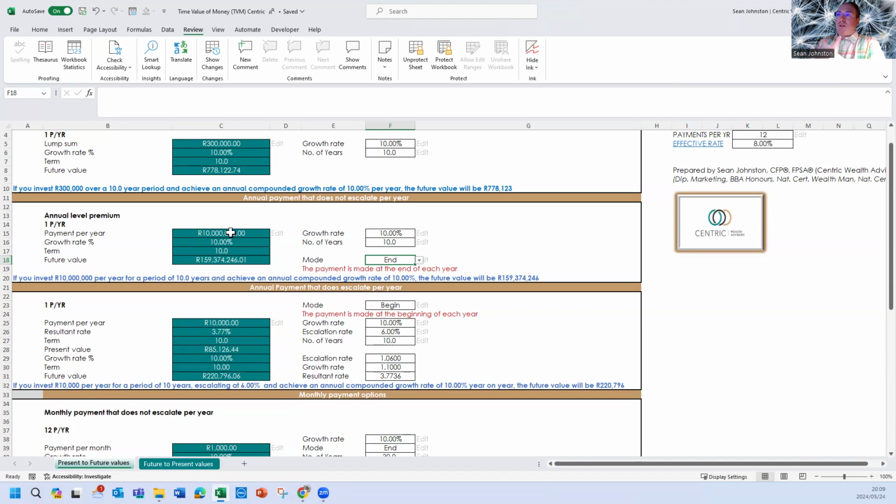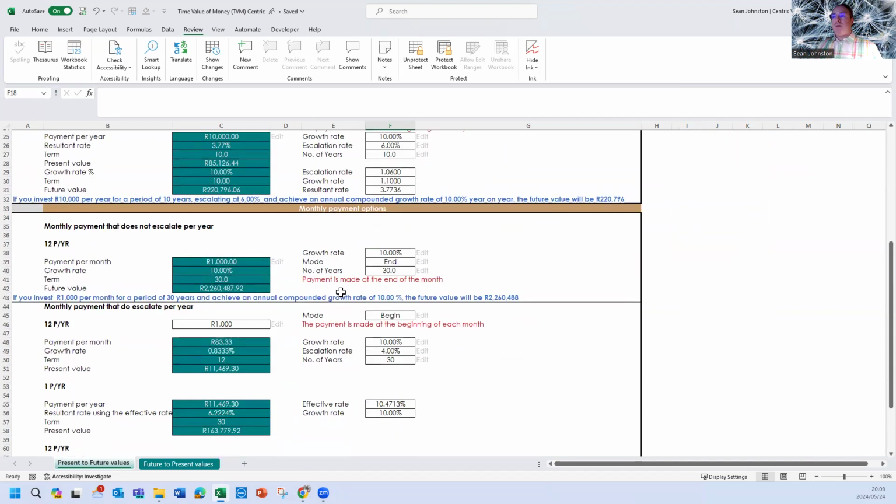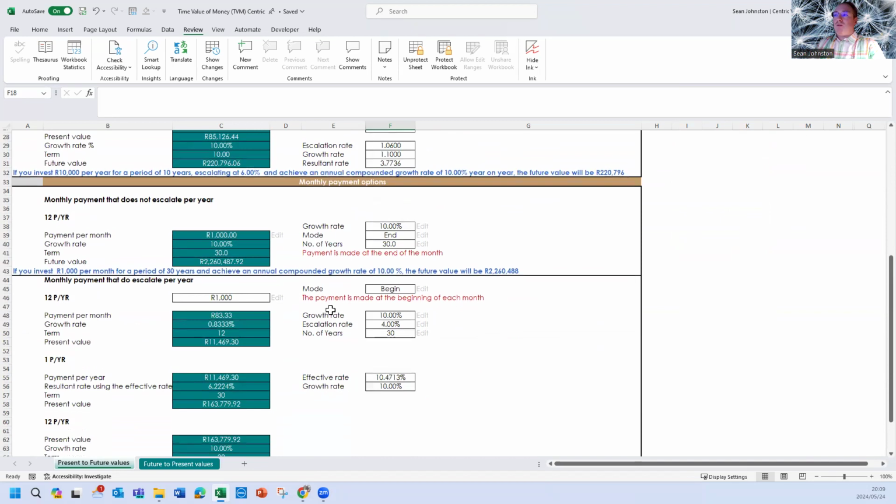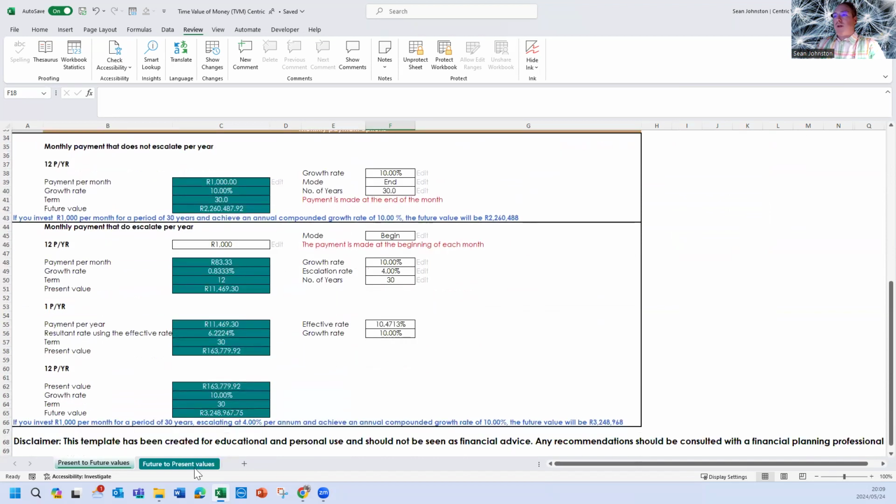Now, of course, obviously, this is large amounts, but the point I'm making is when you show bigger numbers, there's a big difference between beginning and end mode. And of course, you don't see it initially, but over time, as you're building your wealth, that can play quite a big role in your future values.